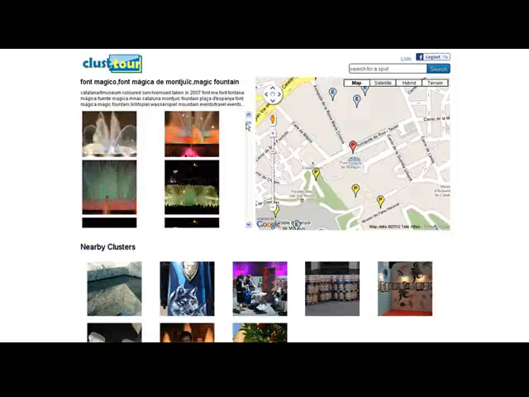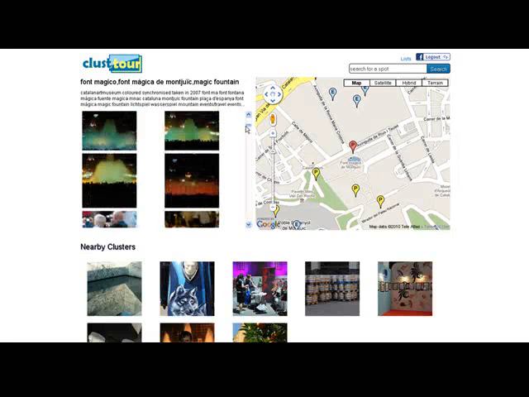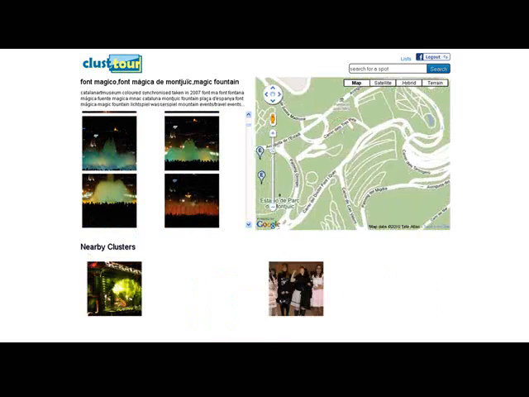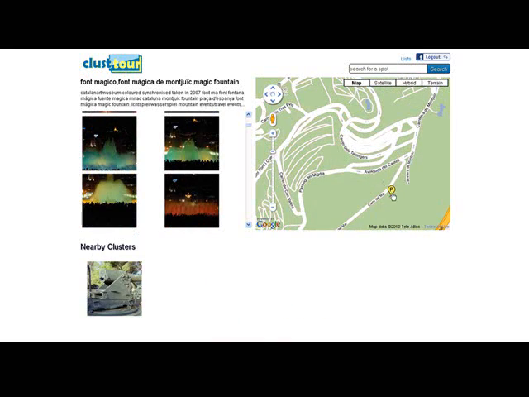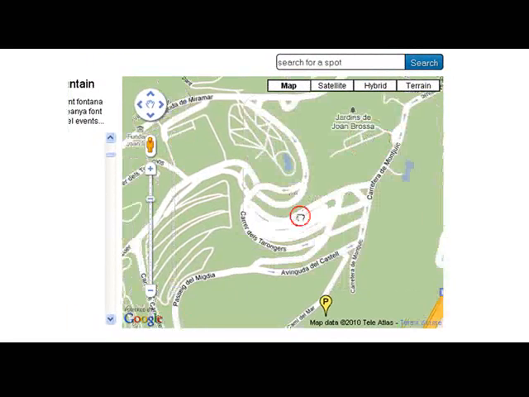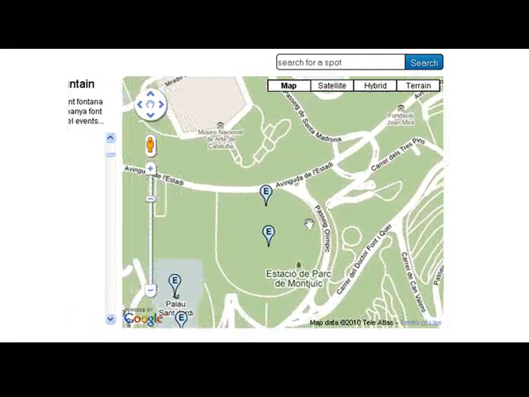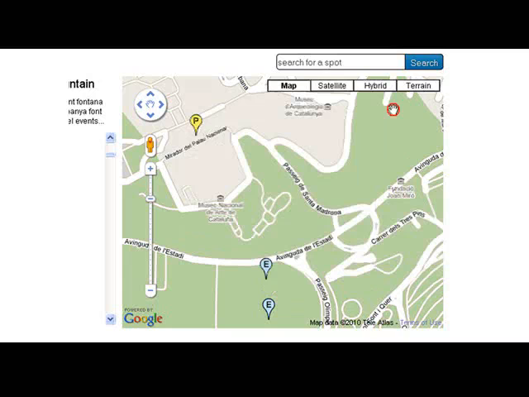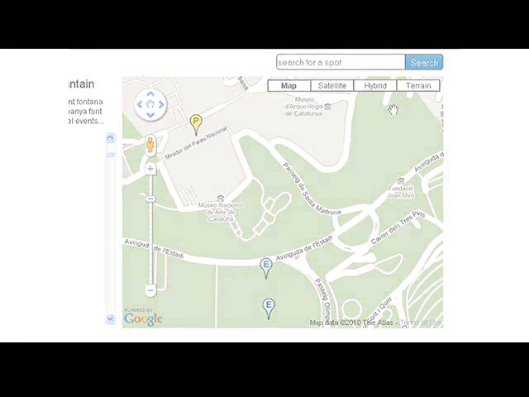Through the interface, it is easy to discover interesting spots that lie nearby. For instance, we discover a place with a panoramic view of the city, which also happens to feature the guns of Montjuic. Not far from there, we find out that AC/DC gave a concert in 2009 during their Black Ice tour. We may thus conclude that Montjuic hosts some pretty important rock concerts.